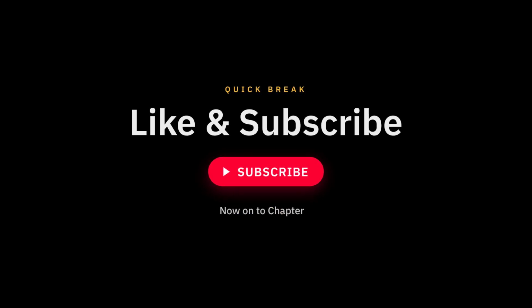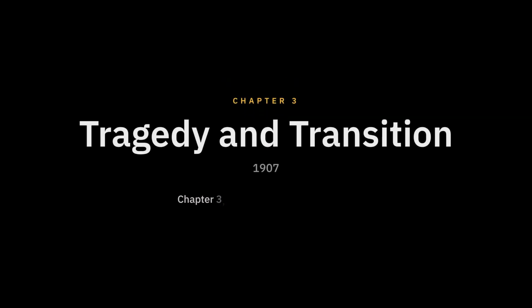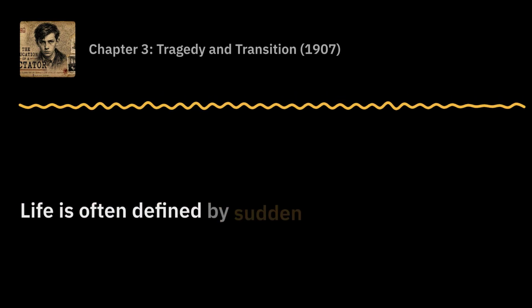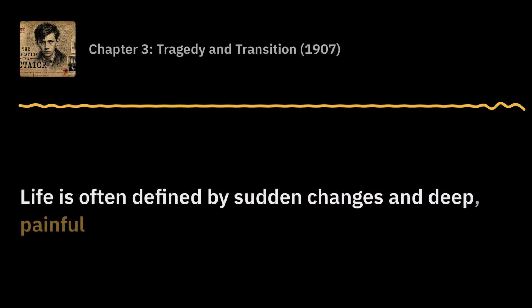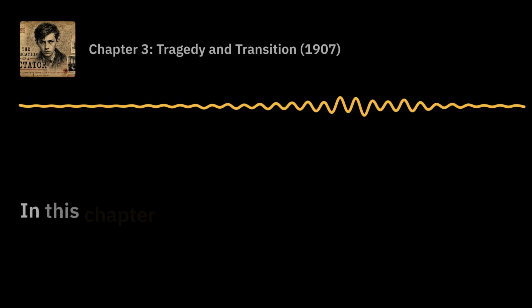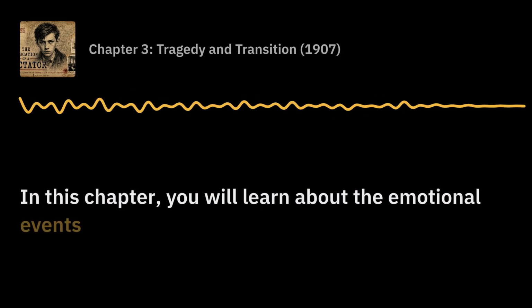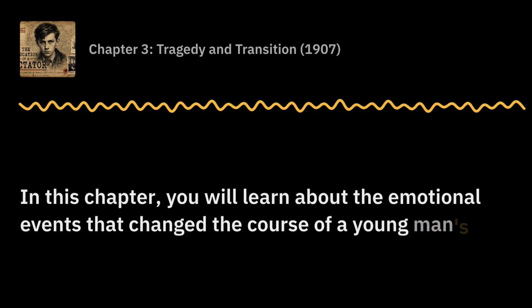Now, on to Chapter 3. Chapter 3, Tragedy and Transition, 1907. Life is often defined by sudden changes and deep, painful tragedies. In this chapter, you will learn about the emotional events that changed the course of a young man's life forever.